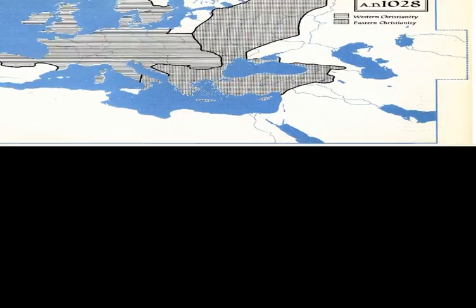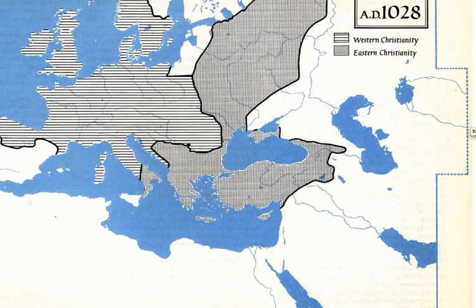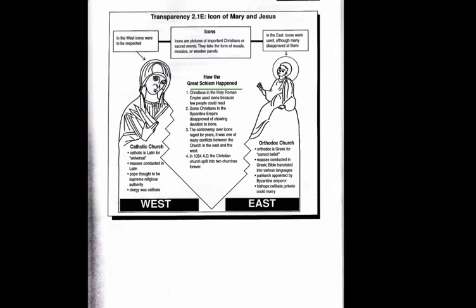Okay, first off, we need to discuss what happens. This is a map of Christianity in 1028. The actual schism occurs in 1054, and we will get into that momentarily. However, this is what the church looks like. This is ruled by Constantinople, and this area is ruled by Rome, both vying for the hearts and minds of the Christian world.